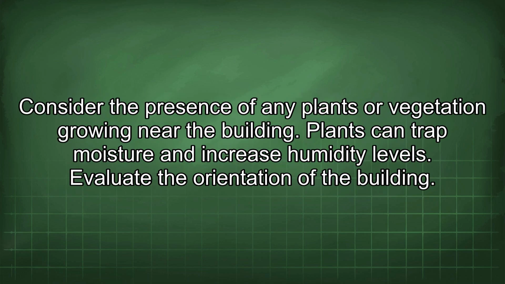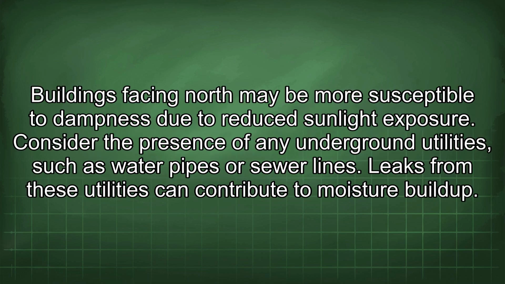Consider the presence of any plants or vegetation growing near the building. Plants can trap moisture and increase humidity levels. Evaluate the orientation of the building. Buildings facing north may be more susceptible to dampness due to reduced sunlight exposure. Consider the presence of any underground utilities, such as water pipes or sewer lines. Leaks from these utilities can contribute to moisture buildup.